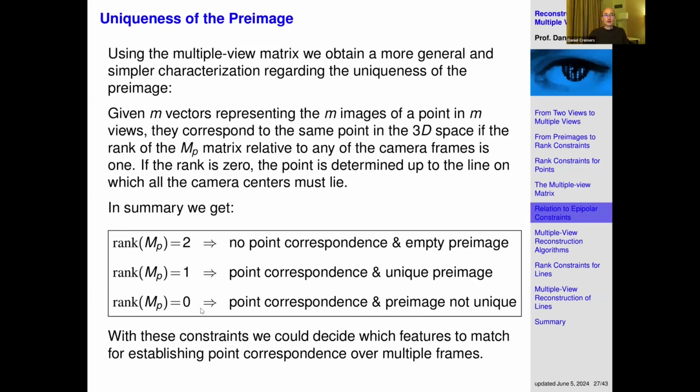And so how can one use these constraints? We can basically use them to decide which features to match. Basically, we can say find points in the image and correspondences such that the rank of this multi-view matrix is exactly 1. And that allows us to establish point correspondence over multiple frames.